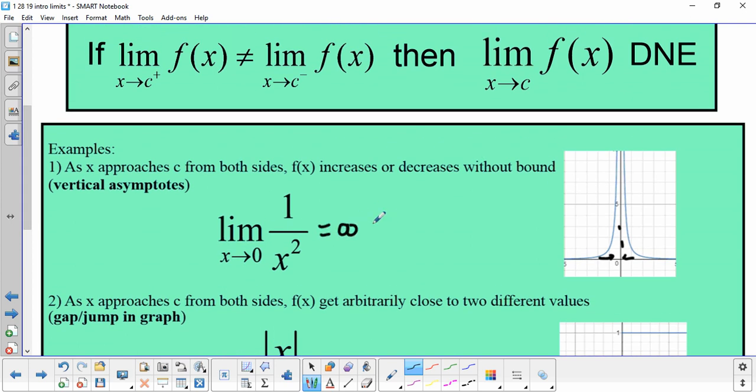However, is this a unique number L? No, this is not even a number. Infinity is not a number. It is a thought of something very, very large. It's boundless and it's going in a positive direction. So we would say it diverges, but that is not a number. It is infinity, and therefore we'd say this limit does not exist. But it is approaching infinity from both sides.